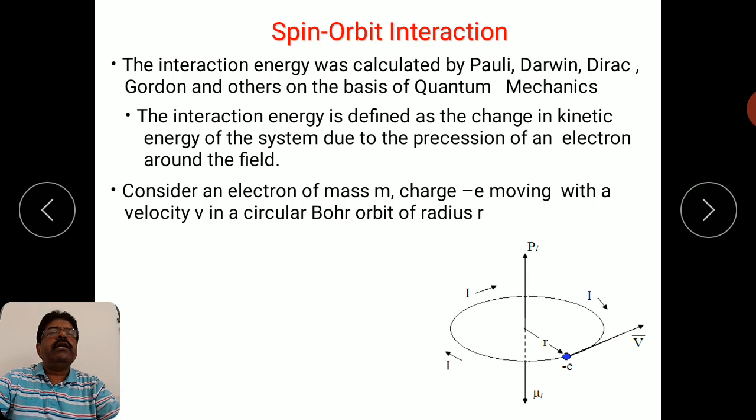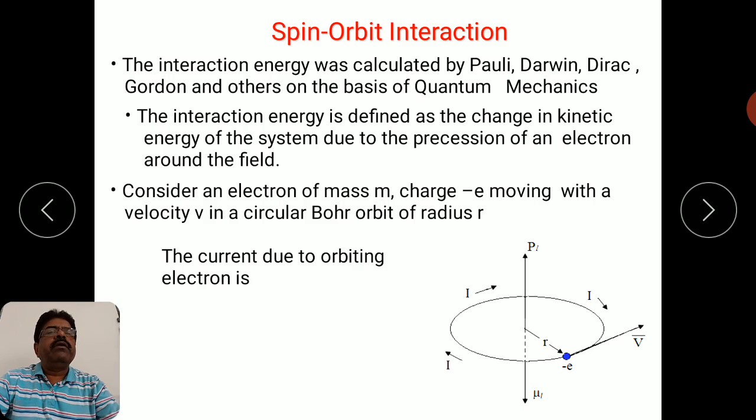So consider an electron of mass m and having charge minus e, moving with a velocity v in a circular Bohr orbit of radius r. Suppose this is the circular Bohr orbit having a radius r, and this is the position of the electron having charge minus e, and this vector v represents the velocity of the electron in the orbit. Because of this circular motion, a current will be developed. Whenever an electric charge is in motion, we say that there is an electric current. Here the electron is in circular motion in this particular direction, so there will be a current I.